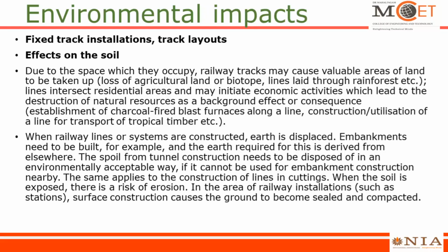So first is the effect on the soil. Due to the space which they occupy, railway tracks may cause valuable areas of land to be taken up. There is loss of agricultural land or biotope. Some lines are laid through rainforests, and different types of forest areas are being covered, etc. Lines intersect residential areas and may initiate economic activities which lead to the destruction of natural resources, such as a background effect or consequence. Right?